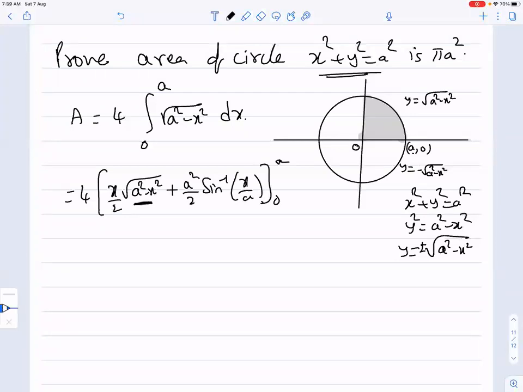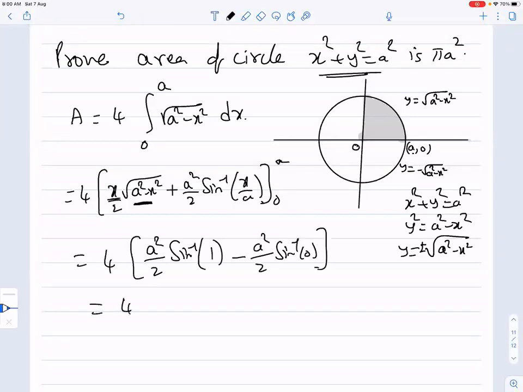Now, when you substitute x equal to a, the first term is 0. When you substitute x equal to 0, this is 0. Correct? Either way, that is 0. So 4 into what? I need to substitute in this a square by 2 into sine inverse of 1 minus a square by 2 into sine inverse of 0. Sine inverse of 1 is pi by 2. 4 into pi a square upon 4. Answer will come pi a square. This is one way to deal with it.